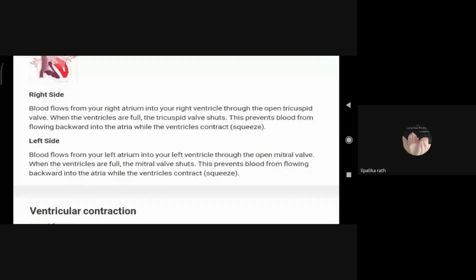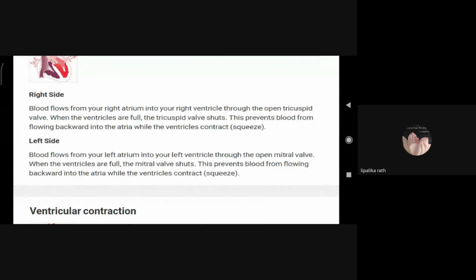So blood flows from your right atrium into your right ventricle through the open tricuspid valve. Which valve is there in between the right atrium and right ventricle? Tricuspid. Yes, tricuspid. When the ventricles are full, the tricuspid valve shuts. This prevents blood from flowing back into the atria while the ventricles contract.